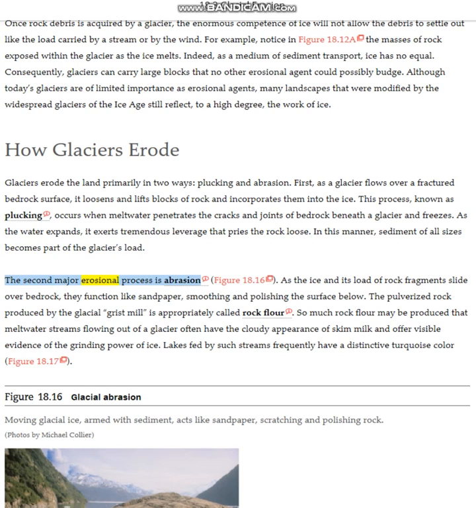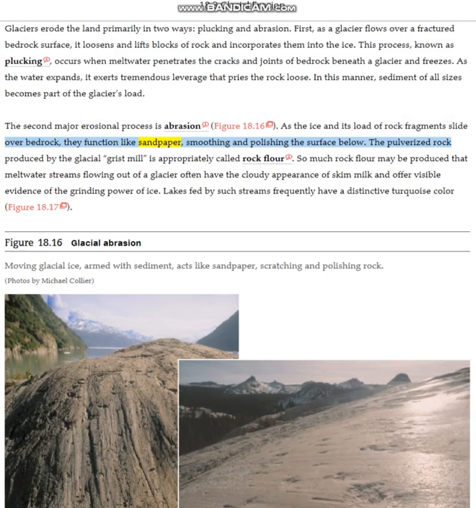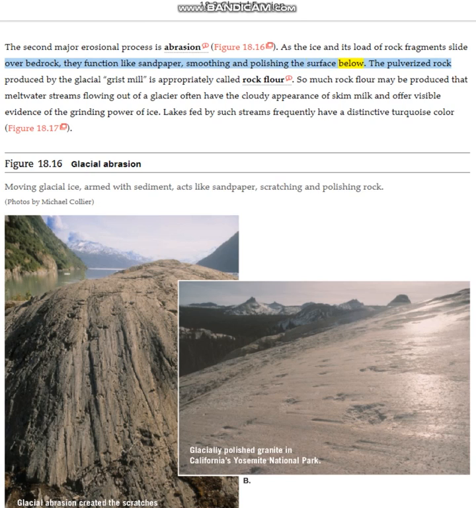The second major erosional process is abrasion, Figure 18.16. As the ice and its load of rock fragments slide over bedrock, they function like sandpaper, smoothing and polishing the surface below. The pulverized rock produced by the glacial grist mill is appropriately called rock flour. So much rock flour may be produced that meltwater streams flowing out of a glacier often have the cloudy appearance of skim milk and offer visible evidence of the grinding power of ice. Lakes fed by such streams frequently have a distinctive turquoise color, Figure 18.17.